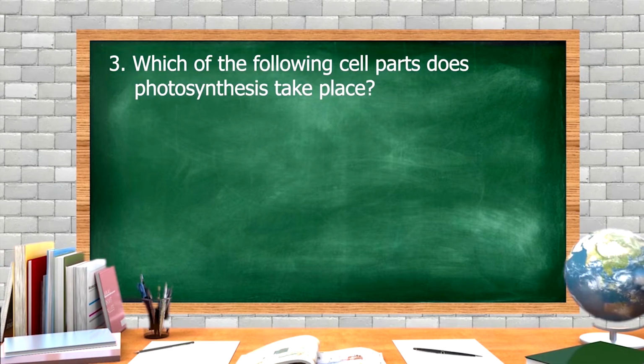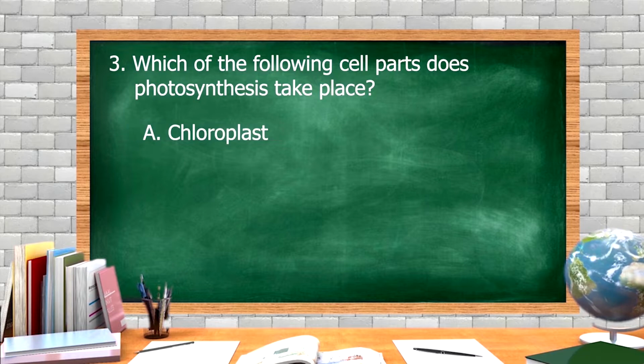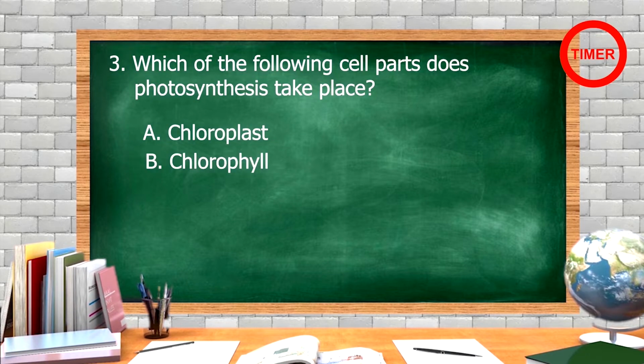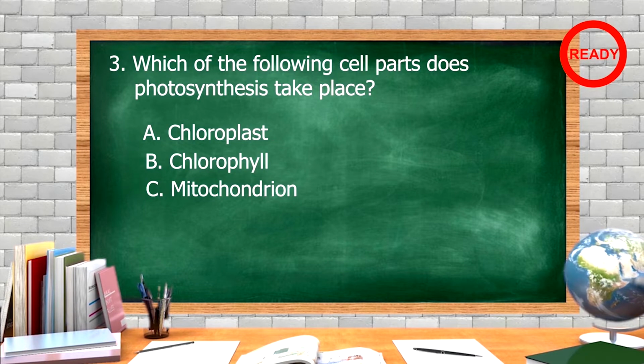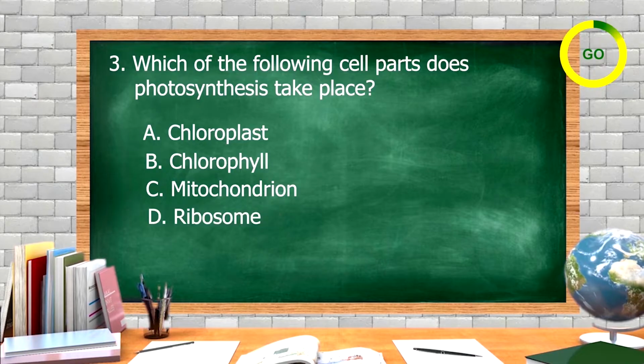Question 3. Which of the following cell parts does photosynthesis take place? A. Chloroplast. B. Chlorophyll. C. Mitochondrion. D. Ribosome.